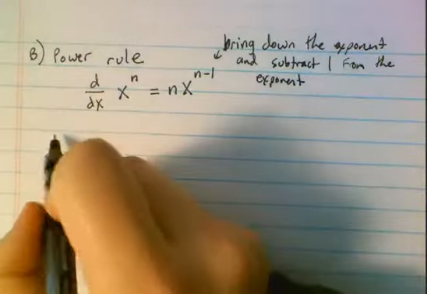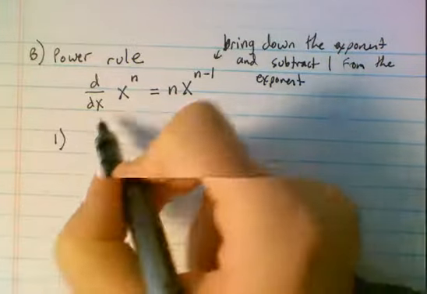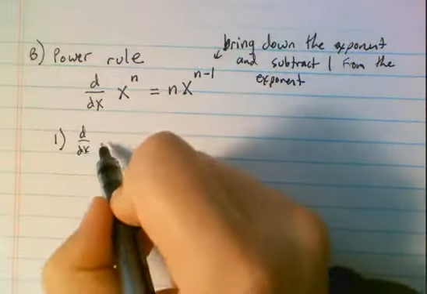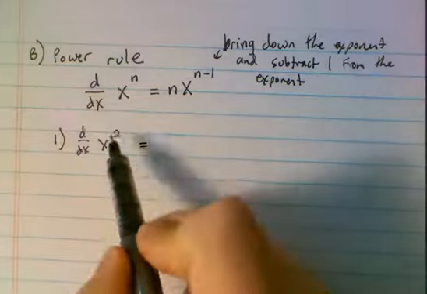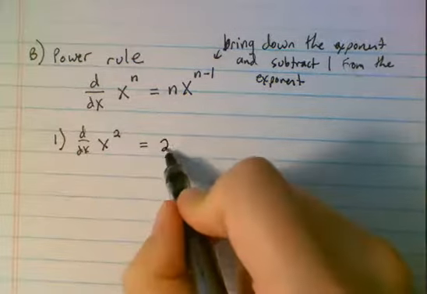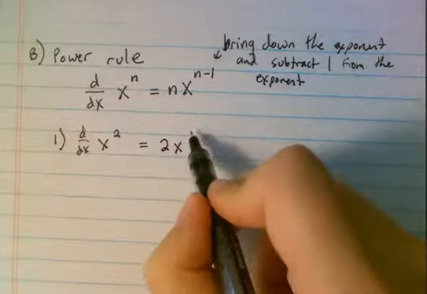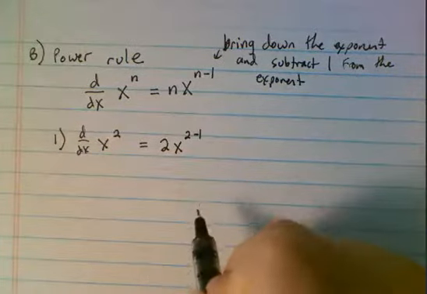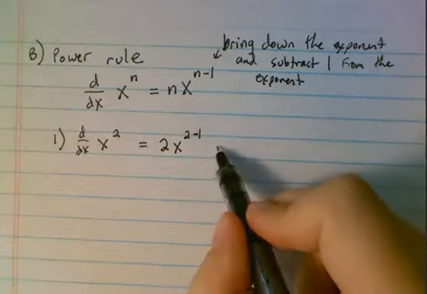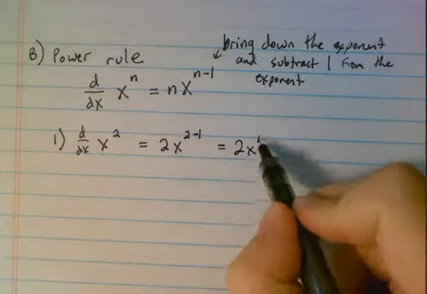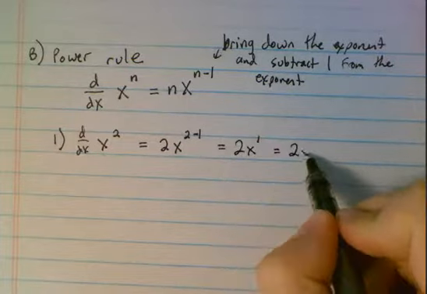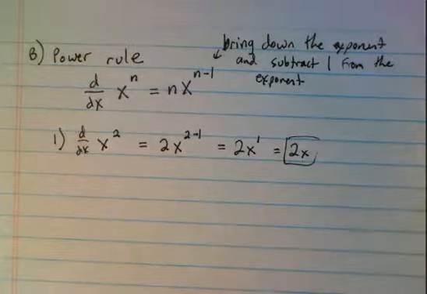So, to give you an example, if we're told to take the derivative of x squared, I'm going to bring down the 2, and then I'm going to subtract 1 from the exponent. So 2 minus 1 is 1, or x to the first power, which is the same thing as 2x.